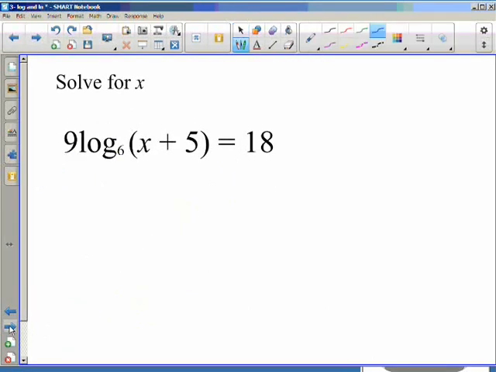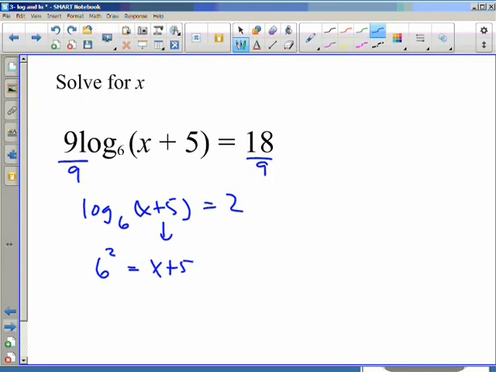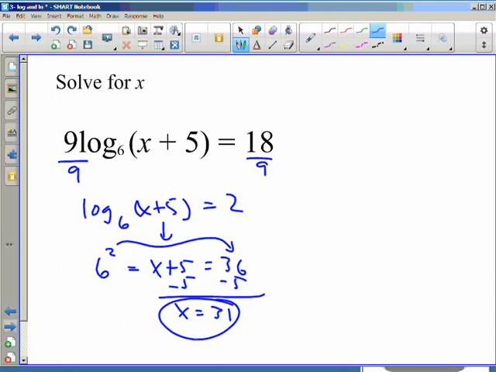Go ahead and get started on this one. See if you can get through it all, and then see what your answer ends up being. Hit pause. All right, back to a divide by. We get log base 6 of x plus 5 will equal 2. And now what we're saying is 6 to the 2 equals our argument, x plus 5. Well, that's 36. Subtract the 5, and we get 31. And that is a positive value. 31 plus 5 is 36.